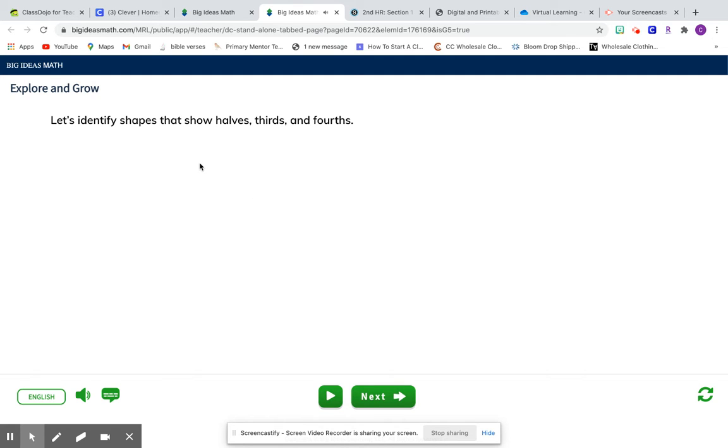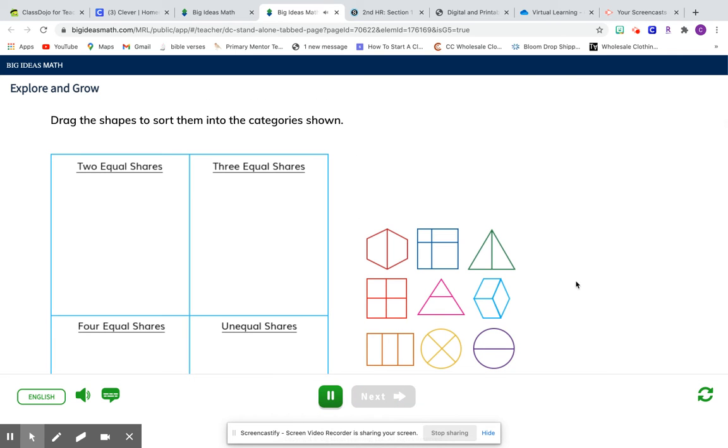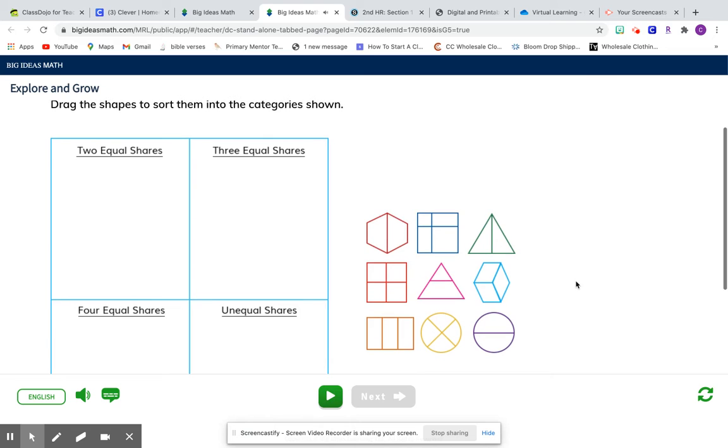All right, so remember when our shapes are split into halves, they're split into two equal groups. Thirds are three equal groups, and fourths are four equal groups. Remember, our groups have to be equal. Drag the shapes to sort them into the categories shown.